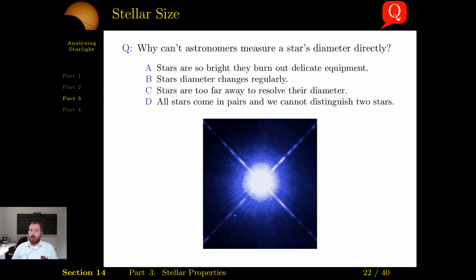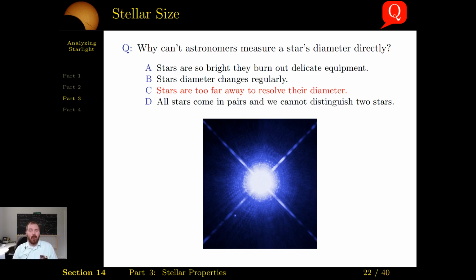So let's start with a simple idea. I want to know how big a star is. But I'm going to claim to you, we cannot measure the diameter directly. And all right, I won't hold on to this for too long. Why can't we measure the diameters directly?